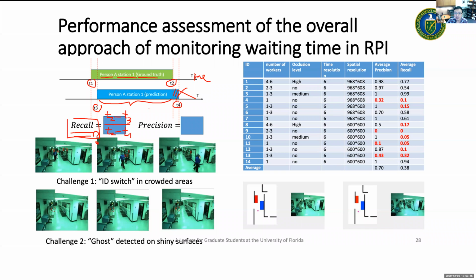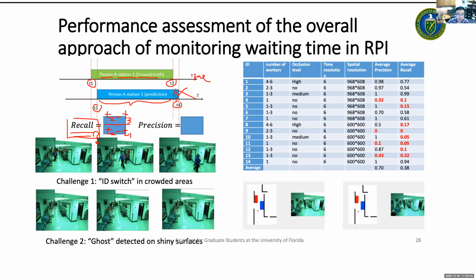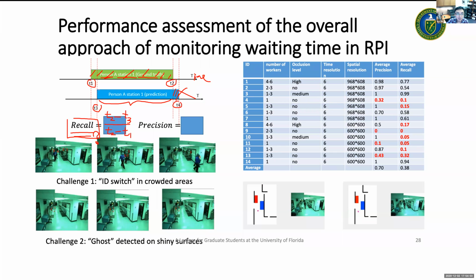Make sense? So once again, recall shows how much my model can capture the events that I care about. And this event is this. That's the ground truth. And this is the portion that my model captures correctly, so it's from here to here, and then divided by from here to here. That is my recall rate.